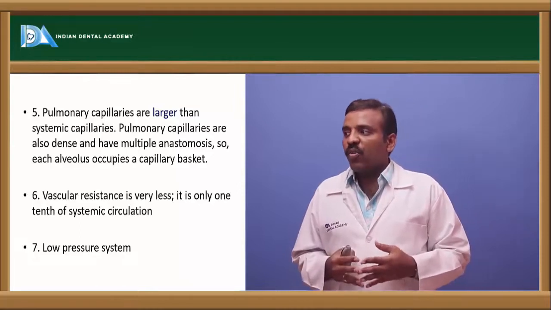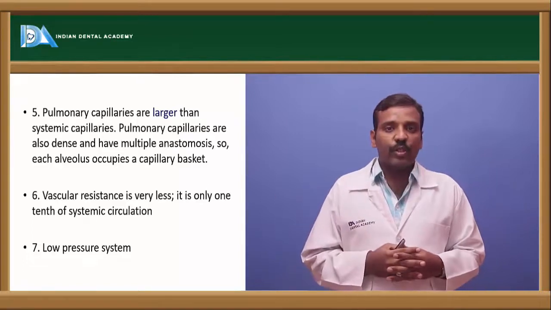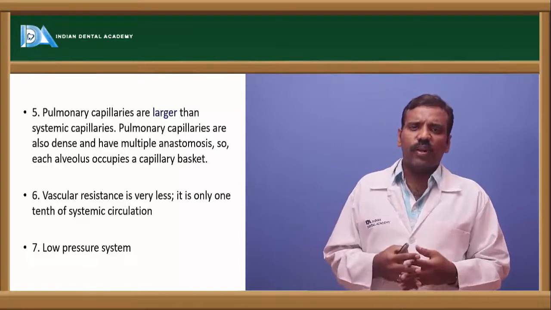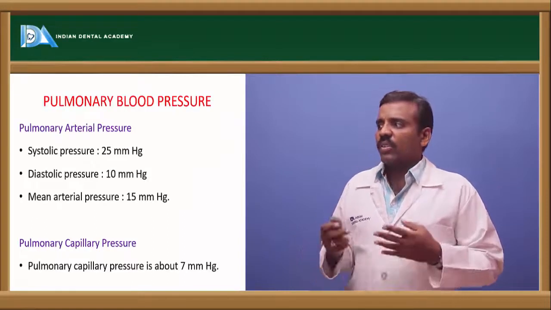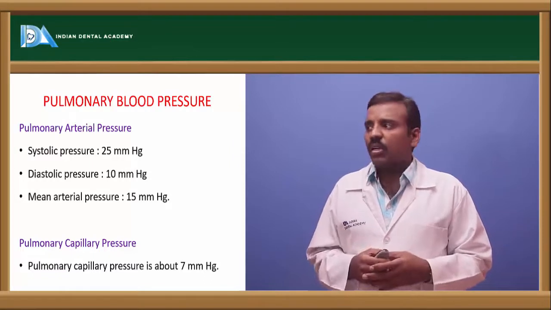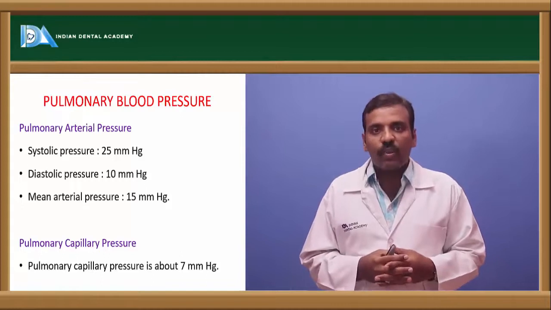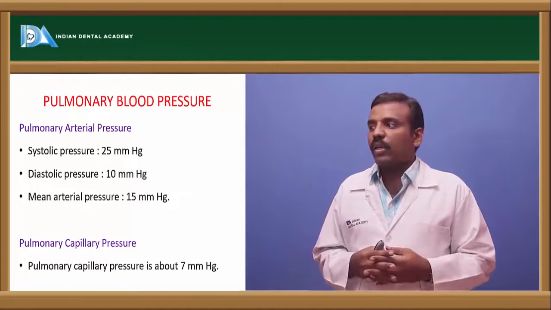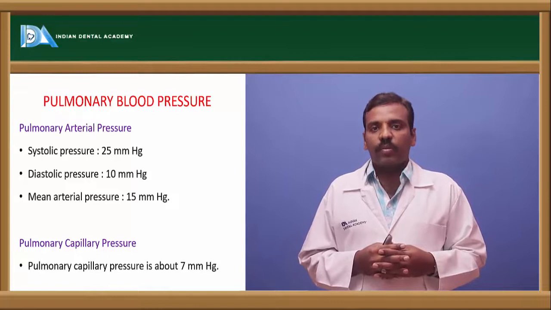Next, vascular resistance is very low when compared with the systemic circulation. And after that, it is a low pressure system; a very low blood pressure is present in the pulmonary circulation. Next, if you see the pulmonary arterial blood pressure, the systolic blood pressure is about 25 millimeters of mercury, the diastolic blood pressure is about 10 millimeters of mercury, and the mean arterial pressure is about 15 millimeters of mercury.